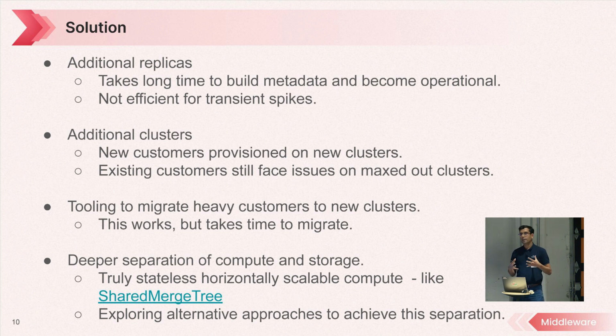So it has a huge amount of metadata. Even if you spin up another replica, it's going to take a long time to become operational because it has to process all the metadata, build the metadata on its instance, and then become operational. As we have seen, it's sometimes in the order of a couple of hours. So clearly not very feasible, and especially not feasible for transient spikes of data. We can't be spinning up a replica for every transient spike.